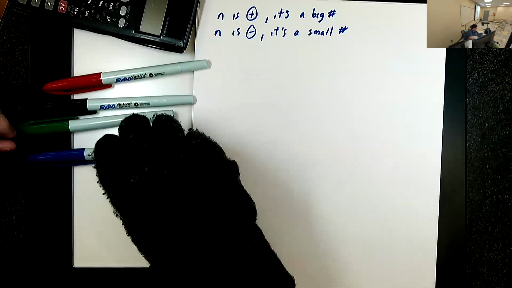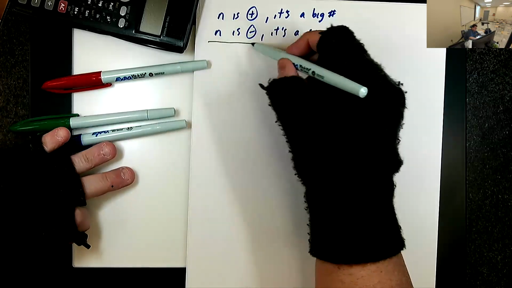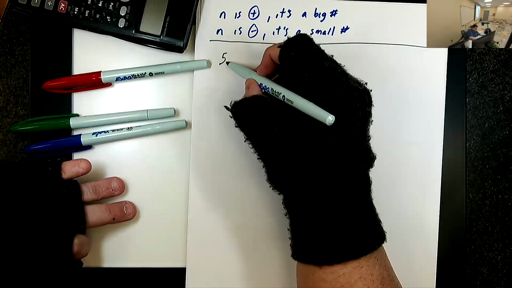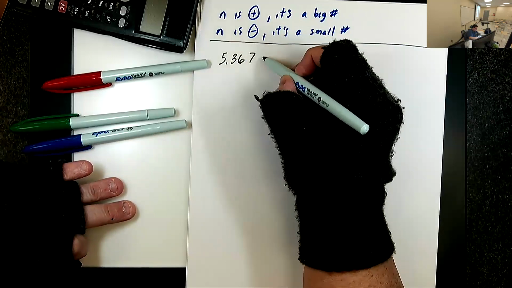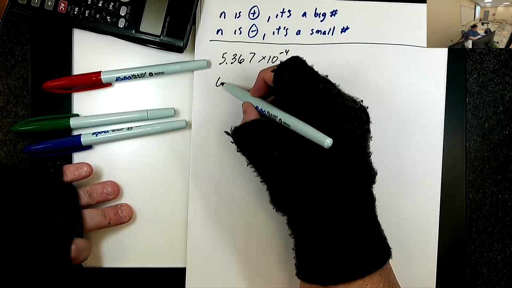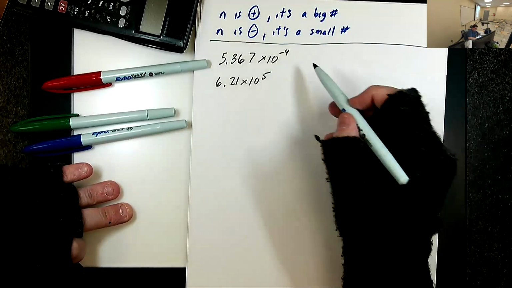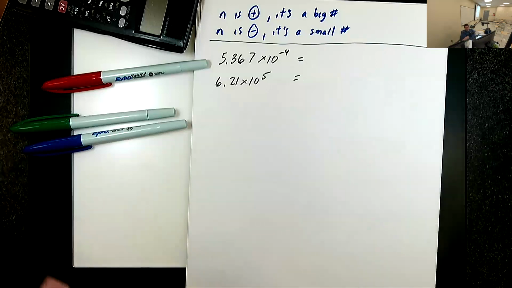Let's do some examples. In fact, let me give you guys a few to try. We'll go over them and then I'll give you a few more to try. Rewrite these without scientific notation. Write these as normal numbers.